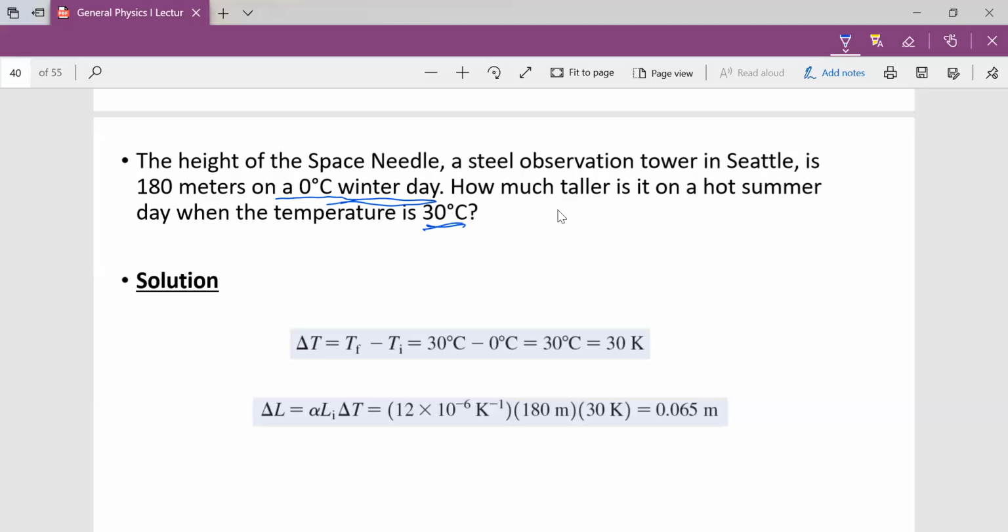All right. So we see an observation tower that behaves in this way, applying the principle of thermal expansion. During winter at 0°C, its height is measured to be 180 meters. Now, when summer came, the height changes a little, okay? So we're asked to know that length change. So apply this particular formula to solving our problem, because we're actually focusing on length, not the volume.